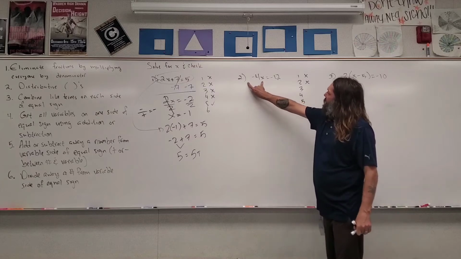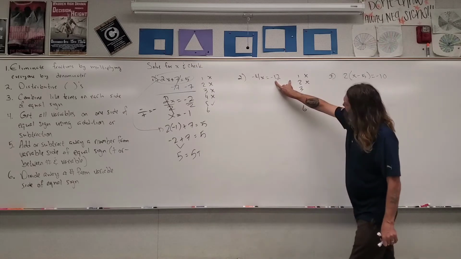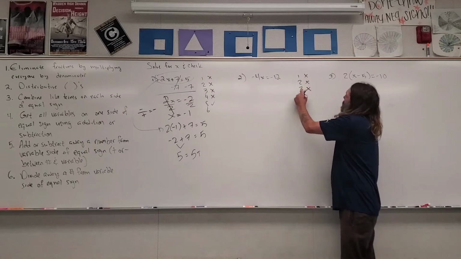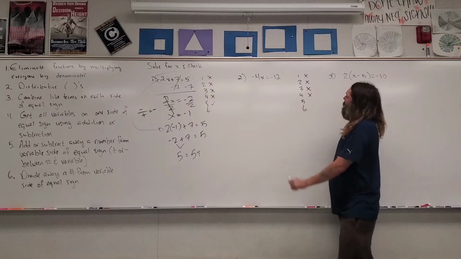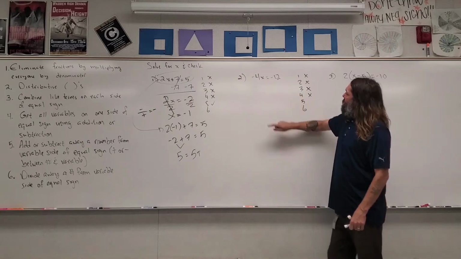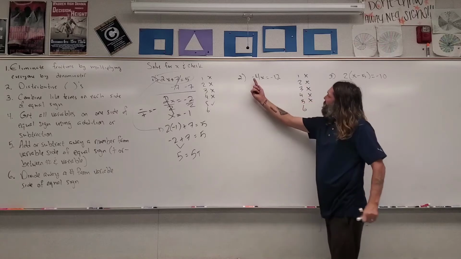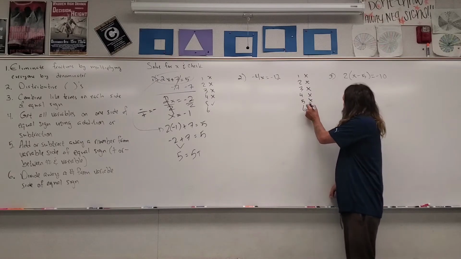Is there anyone to combine on the left side with my negative 4x? Nope. Anyone to combine on my right side with my negative 12? Nope. Are all my x's on one side? Yep, so I can't do step 4. Do I have a plus or minus between the number and the variable? No, I do not. That minus is not between it. There's nothing between it. So that means that this problem is only step 6.